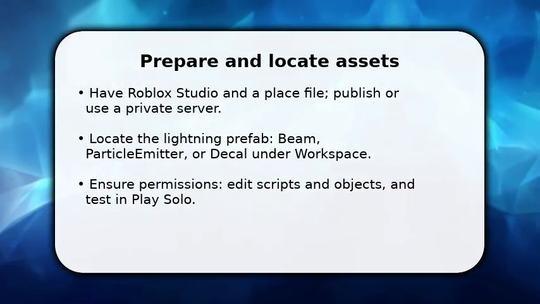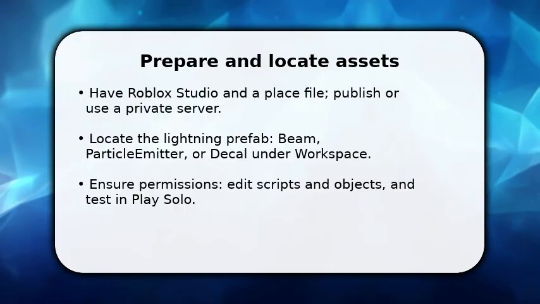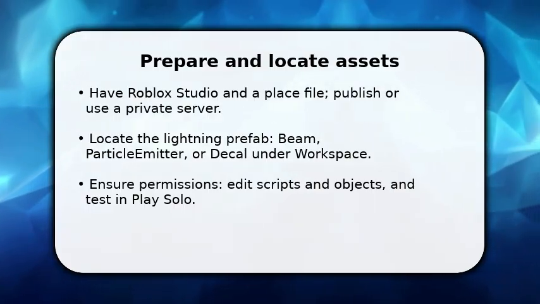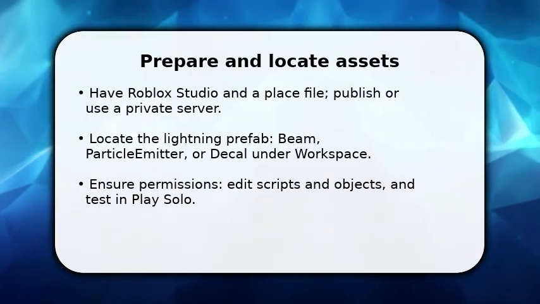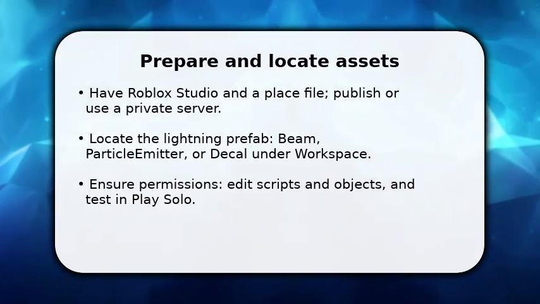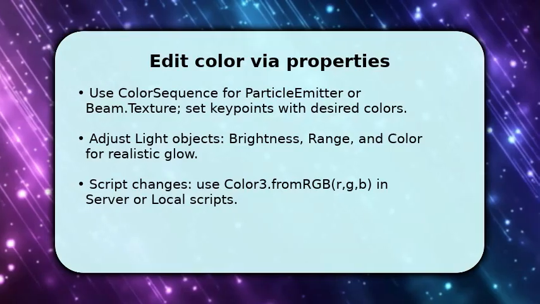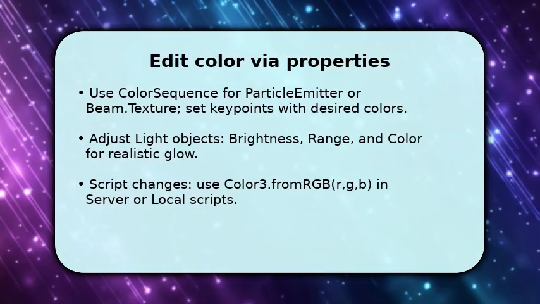Next, check color sequence or color properties. These control visible color. Start by changing a single color entry so you can observe the effect, and then save a version before scripting. Now you edit the properties and script the change so it works in-game.